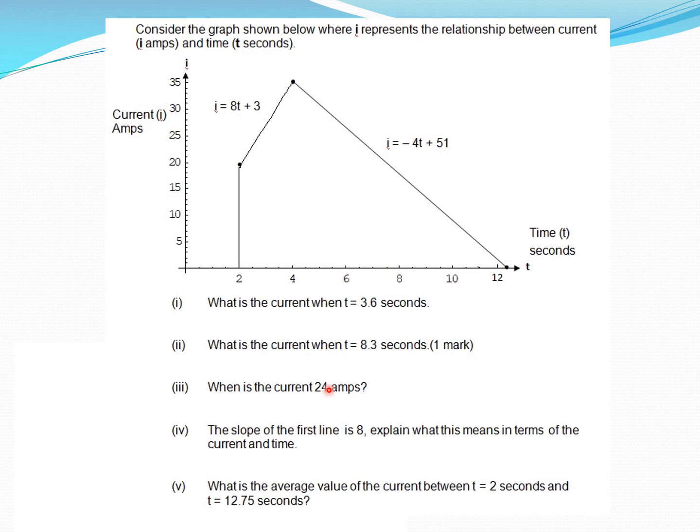When is the current equal to 24 amps? Well, 24 is about there. So the current is equal to 24 amps at about that time, 2 point something. And it's also equal to 24 at maybe 6 point something. The slope of the first line is 8. Explain what does this mean in terms of current and time. What is the average value of the current between 2 seconds and 12.75 seconds? So basically, the javelin has different heights all the way along, but what's the average height?